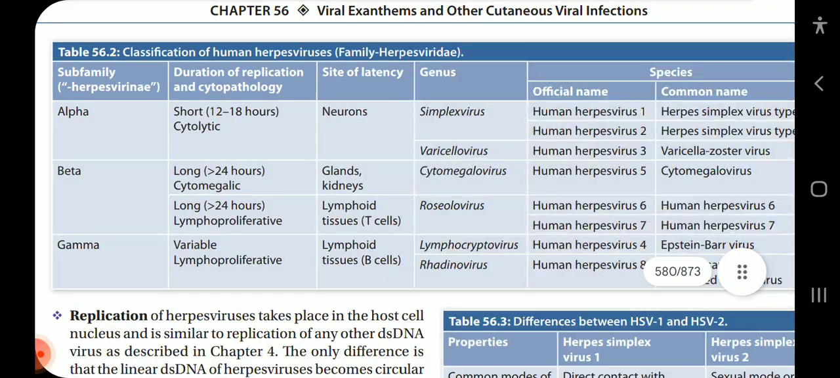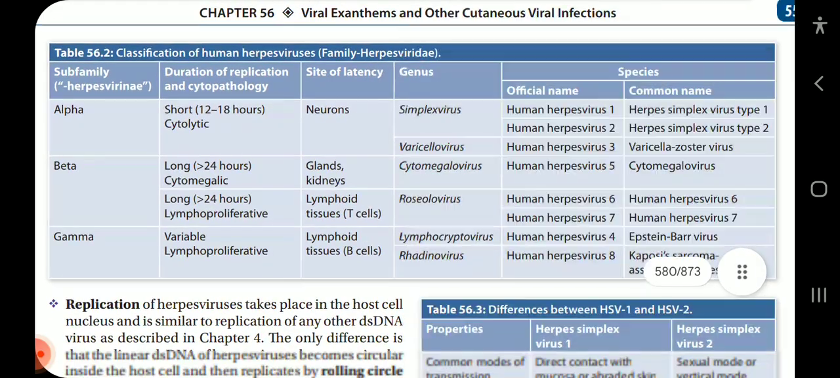Now, classification of human herpes virus, family Herpesviridae. Subfamily alpha: duration of replication is short, 12 to 18 hours, and it is cytolytic. Site of latency: neuron. Genus Simplexvirus contains human herpes virus 1 with the common name herpes simplex virus type 1, and human herpes virus 2, common name herpes simplex virus type 2. Genus Varicellovirus contains human herpes virus 3, common name varicella zoster virus.